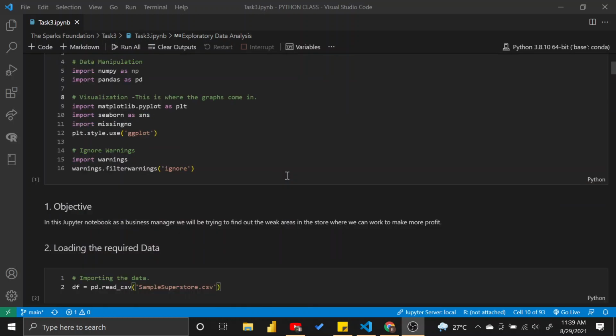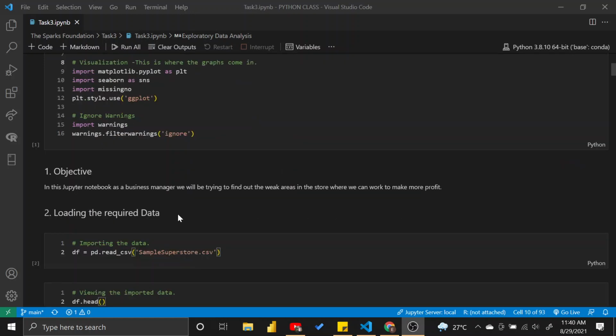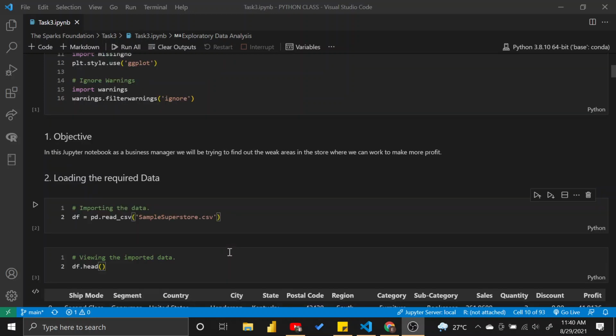So initially, I'll be importing all the necessary libraries like NumPy, Pandas for data manipulation, and Matplotlib and Seaborn for visualization. And I'll be loading my required data, which is the sample Superstore. Now this is a retail industry, so we'll be doing that.